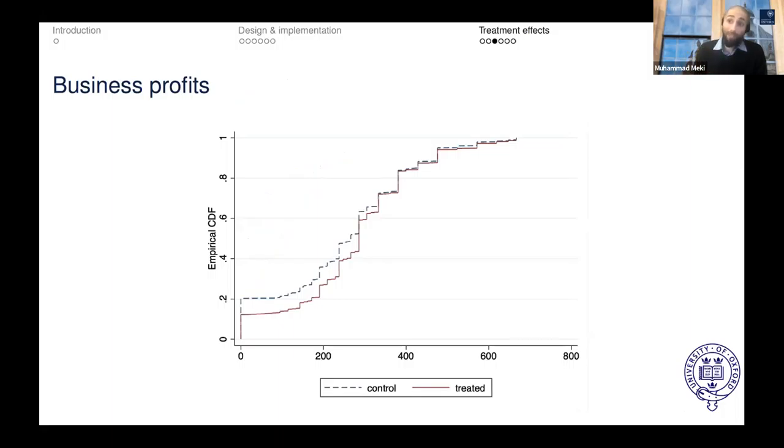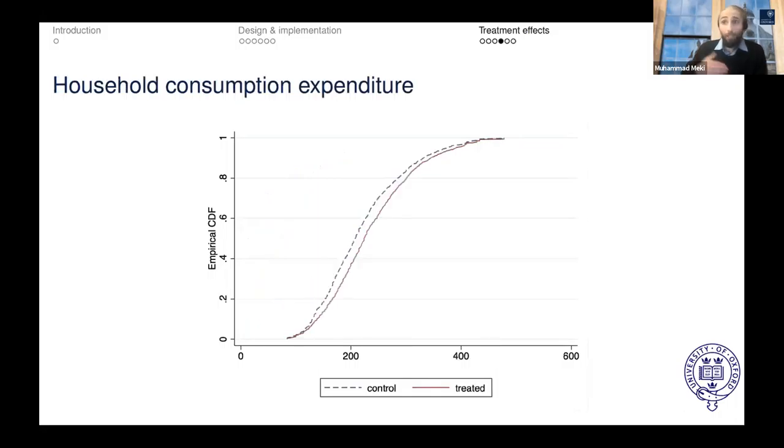And this translates into business profits. So we're increasing assets and we're increasing business profits across the whole distribution again. So assets increase by about 40% on average, and business profits increase by about 11% per month on average. This then translates into household level outcomes. We see an increase in total household income, and an increase in total household consumption expenditure, approximately 6% per month. And this is again across the whole distribution. So it's not just affecting one part of the distribution.